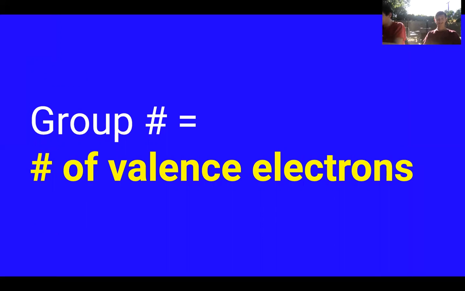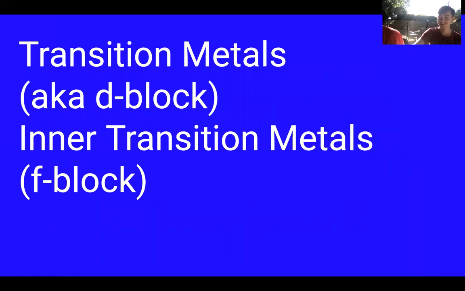Group number equals the number of valence electrons. Okay, never mind, all right, we'll keep going. Maybe I can use my key.